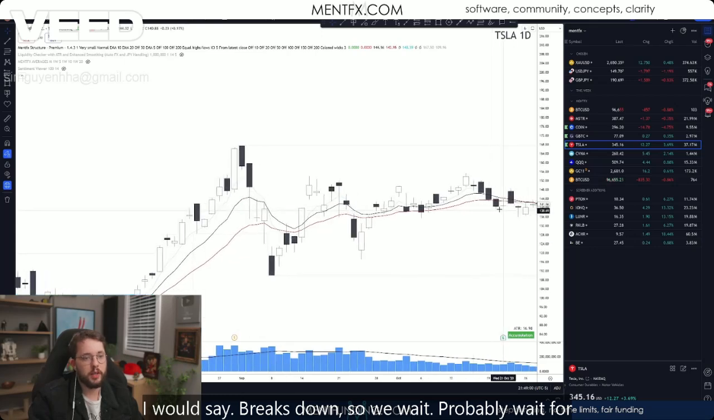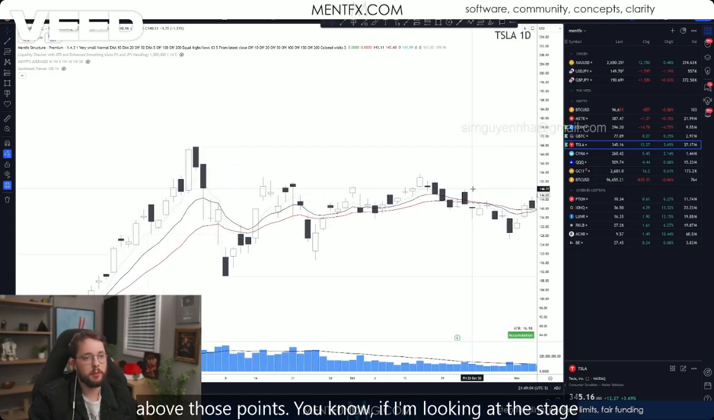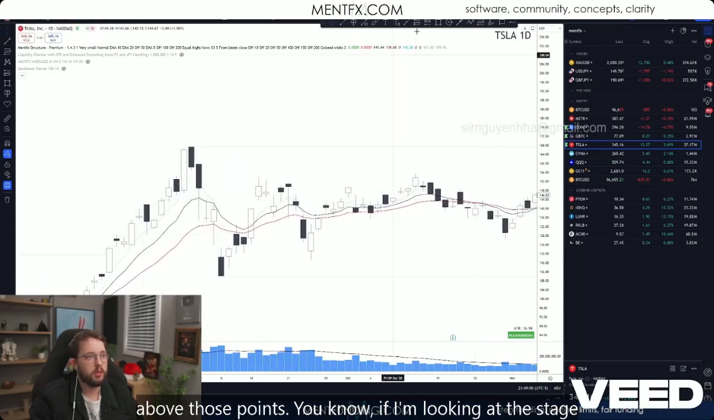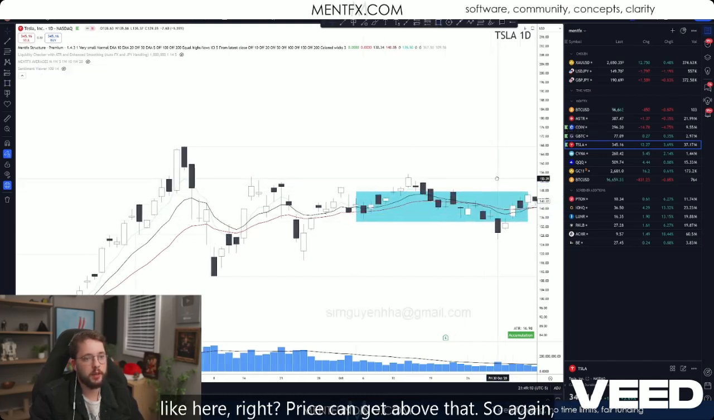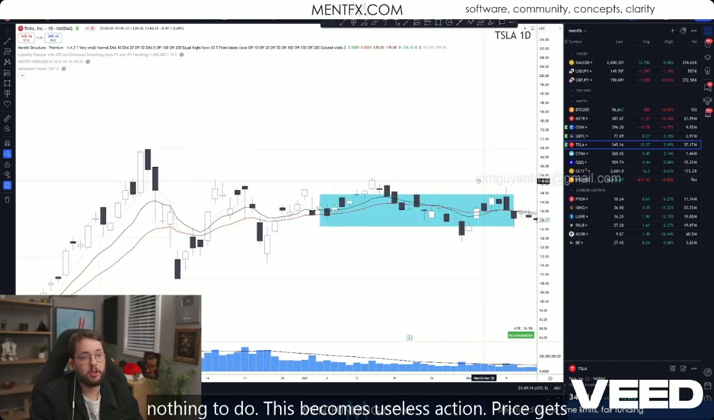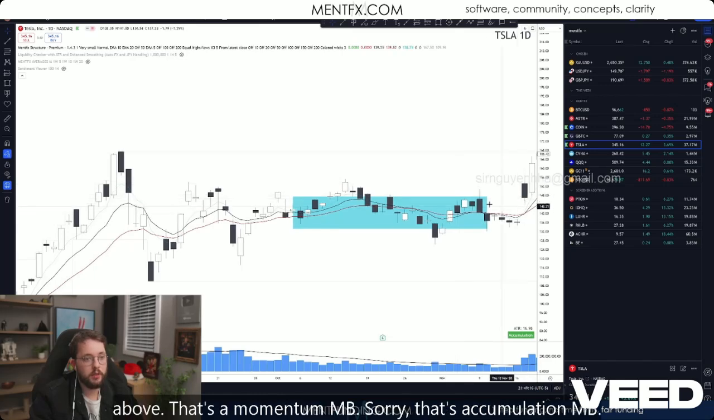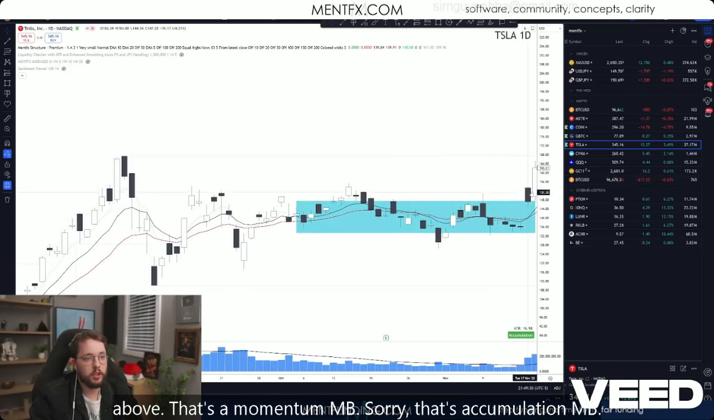Breaks down, so we wait. Probably wait for price to get above these points. If I'm looking at the stage 1, if I ask myself, where's most of the orders? Kind of like here, right? Price can get above that. So again, nothing to do. This becomes useless action. Price gets above. That's a momentum MB. Sorry, that's accumulation MB.